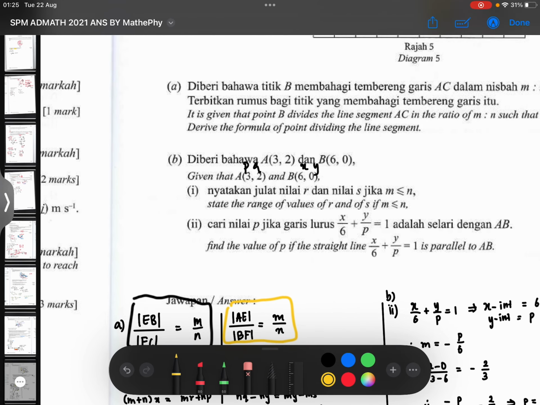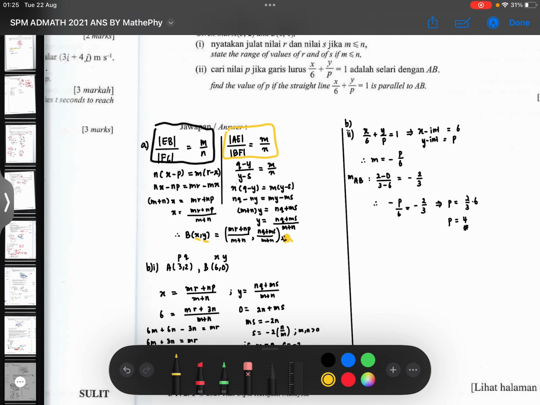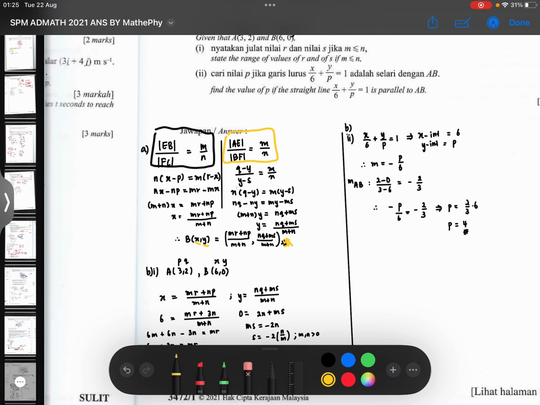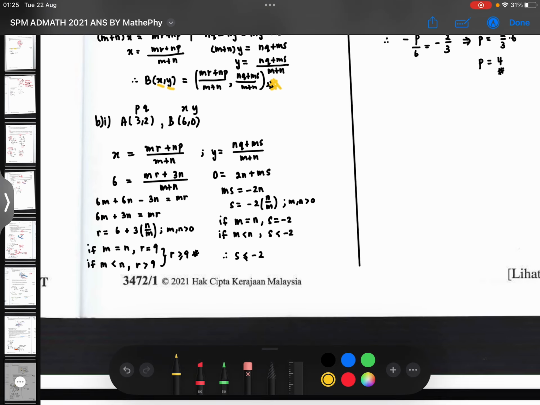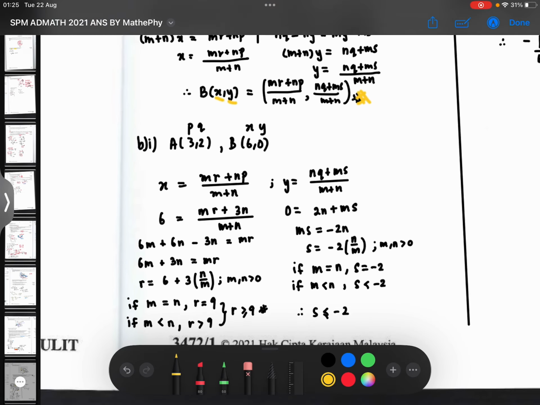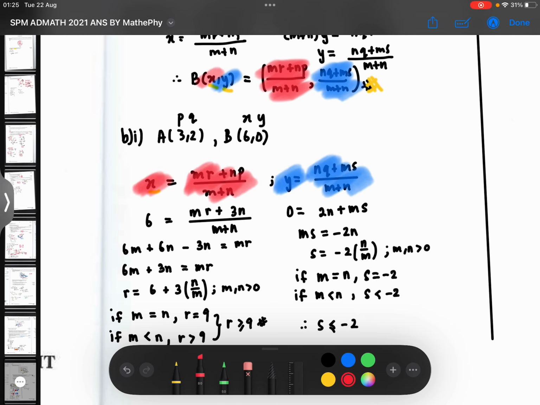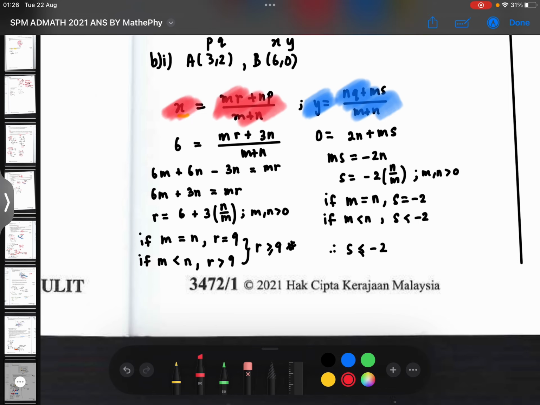For question B, given that A is 3, 2 and B is 6, 0, we need to find the range of values of R and S. You just use the formula from the previous question. So we know X, I just compare this with this, and this with this. It's the same logic.